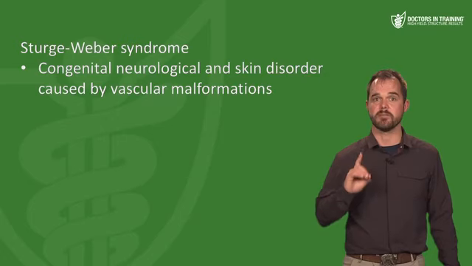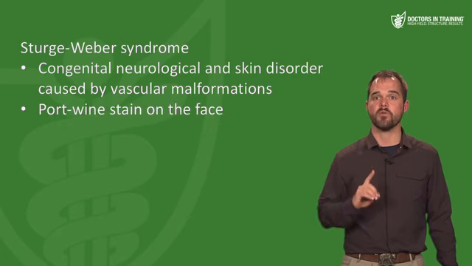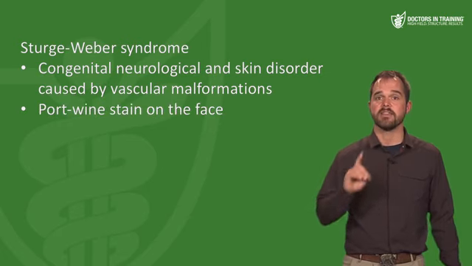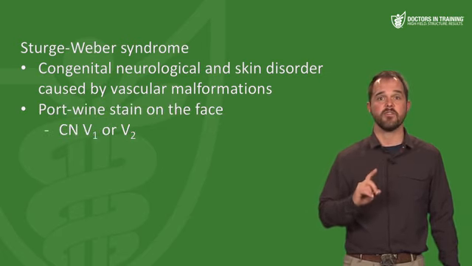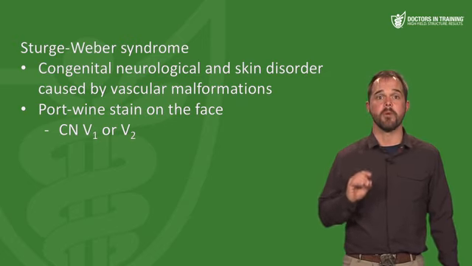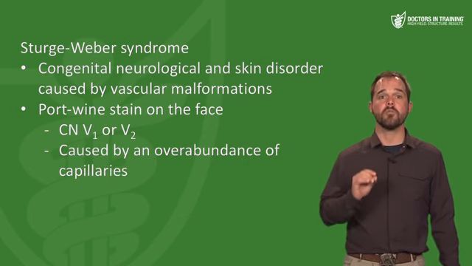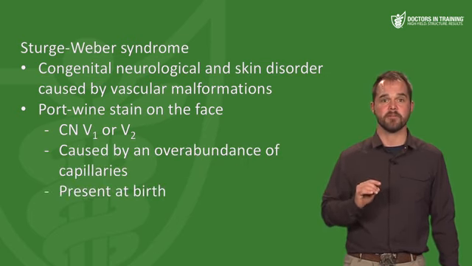Sturge-Weber is a congenital neurological and skin disorder that is caused by vascular malformations. The most notable characteristic is the port wine stain on the face. The lesion originates in the first and/or second division of the trigeminal nerve. The rash can cover most of the forehead and face. The port wine stain is caused by an overabundance of capillaries and is present at birth.